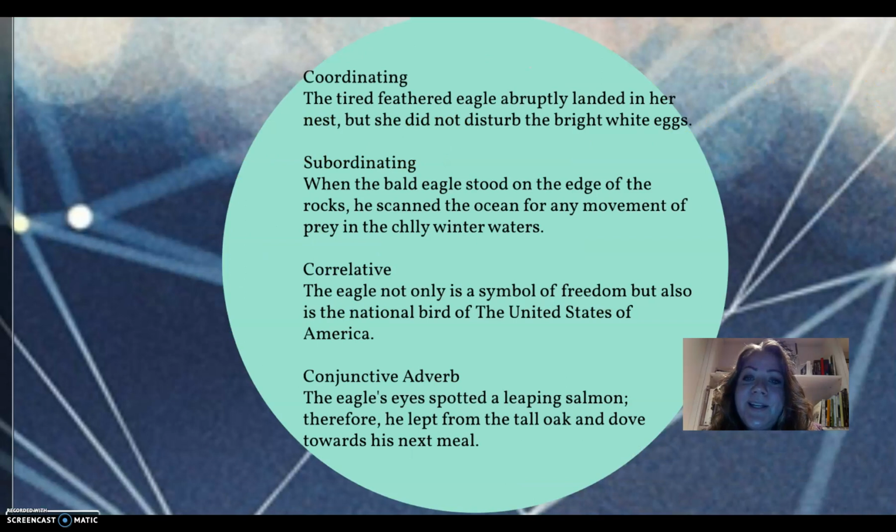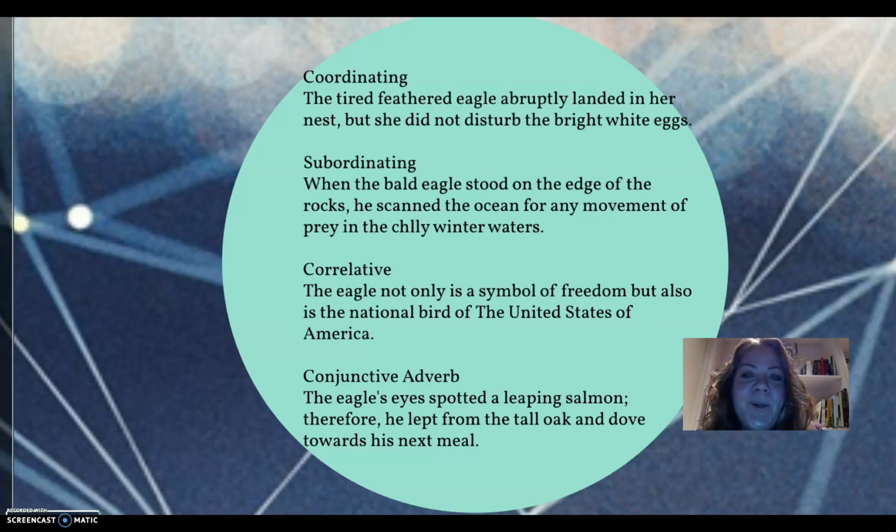So let's take a look at each of these conjunctions in one more example before we move on. A coordinating conjunction: and, but, or, for, nor, so, yet. In this example, the tired feathered eagle abruptly landed in her nest, comma, but she did not disturb the bright white eggs. Comma but is a coordinating conjunction joining two independent clauses, two complete sentences.